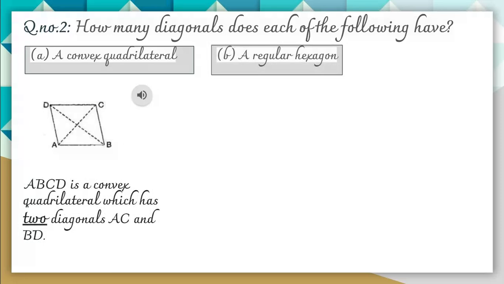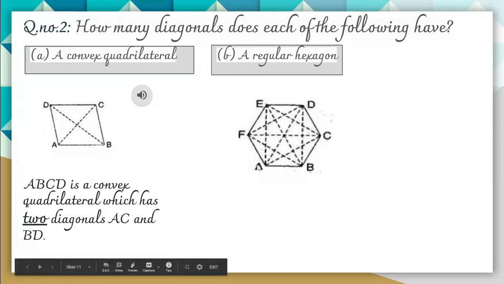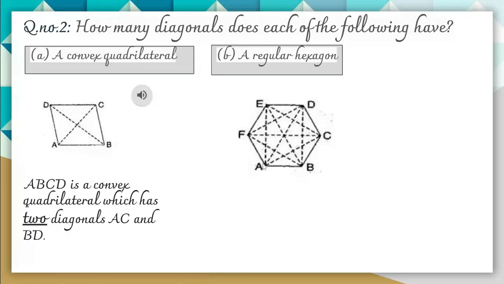When we talk about a regular hexagon, hexagon means it has six sides, and regular means all angles and sides are equal, right? So, in this case, how many diagonals can we draw? We can name the hexagon A, B, C, D, E, F. Now, from A, you try to join all the non-consecutive vertices. So, with A, we can draw three diagonals, isn't it? What are they? A to E, A to D, and A to C.